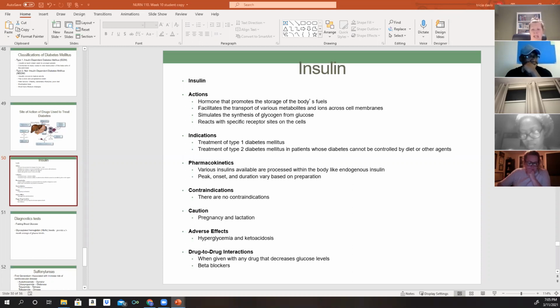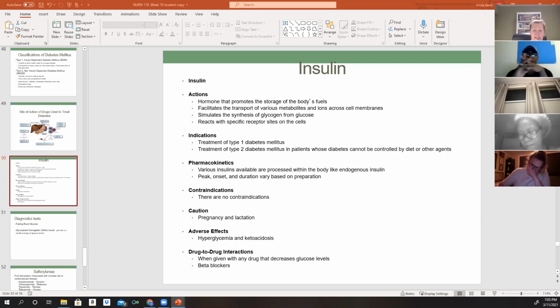The peak, the onset, and the duration are going to vary depending on the preparation. Some of them work very quick and they don't last very long. Some we take at night because they last all night long. There's a lot of different ones, and we're going to learn more about them next semester. Pregnancy: you just want to use cautiously in patients who are pregnant and lactating.